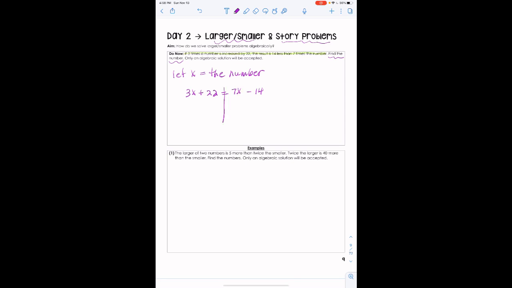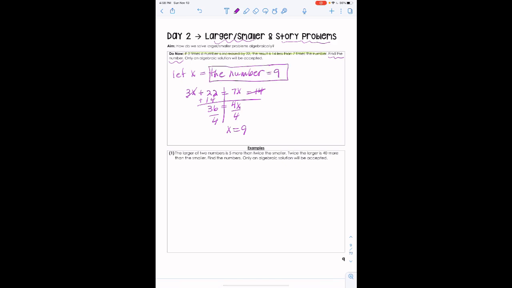You want to watch out for those subtraction problems. Okay, solving, I'm going to subtract 3x from both sides. And then I'm going to add 14 to both sides to get my 14 to cancel. And then you should agree x equals 9. Therefore, the number is 9.